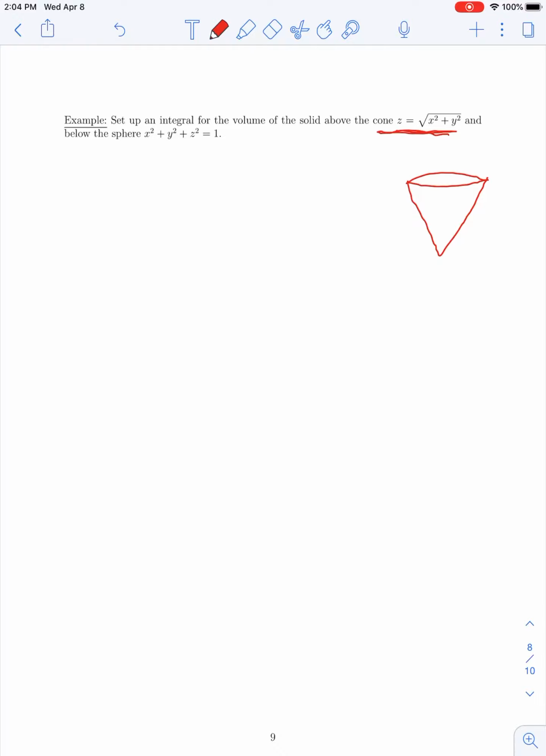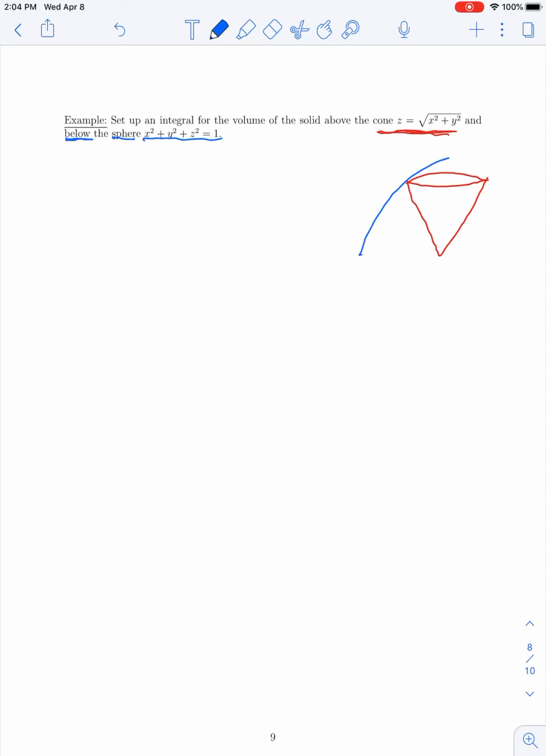and it lies below the sphere defined by x squared plus y squared plus z squared equal to 1. That is the unit sphere. So here, since we're only interested in the part of this solid that lies above the cone, we only need to consider the top half of our sphere, or the upper unit hemisphere.